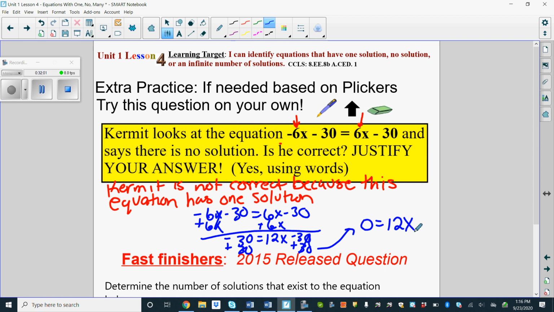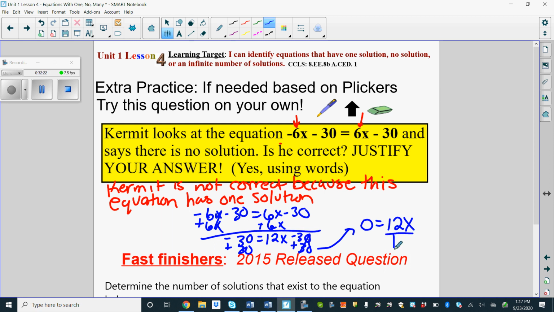Please do not stop solving there. 0 is a number, and you still have a variable. This does not mean there is no solution. The only way there is no solution is if the x disappears and you have two different numbers on both sides. But right now, as it is, you are leaving it. You have to finish solving.